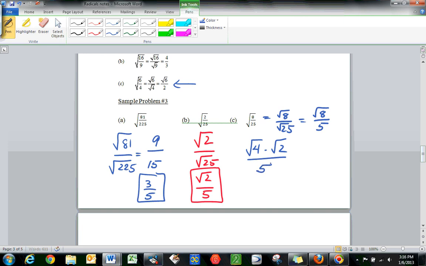Keep in mind that's all over 5. And then we can take the perfect square out. So if we look at this, 2 times square root of 2 over 5 is the simplified radical form of that original problem.